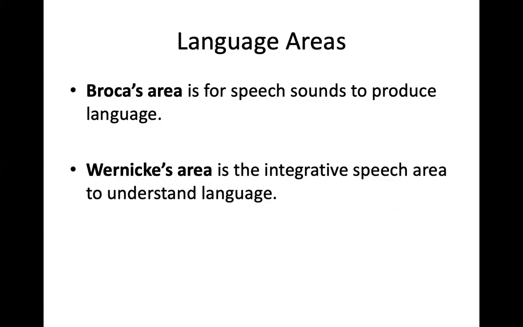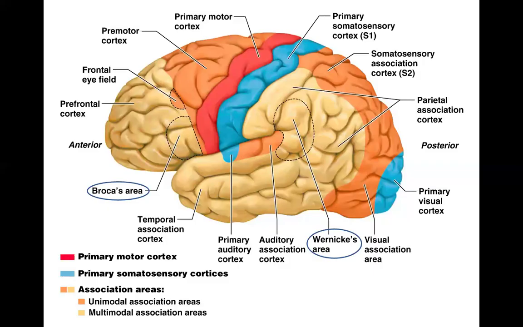For speech sound to produce language, we use Broca's area. And to understand the language, we use Wernicke's area. The two things, on your left side, you see that Broca's area. Right now I'm using it to talk to you. On your right side, you see the Wernicke's area. That is the area you are using to understand what I am talking about.